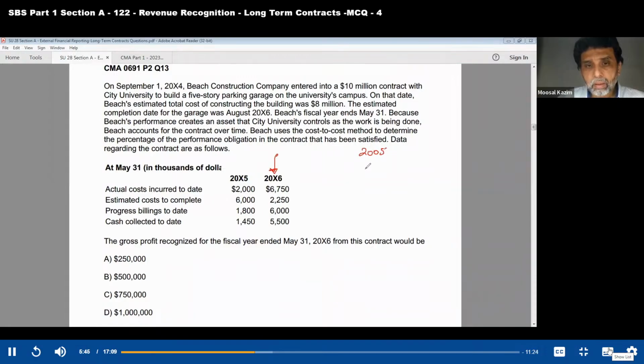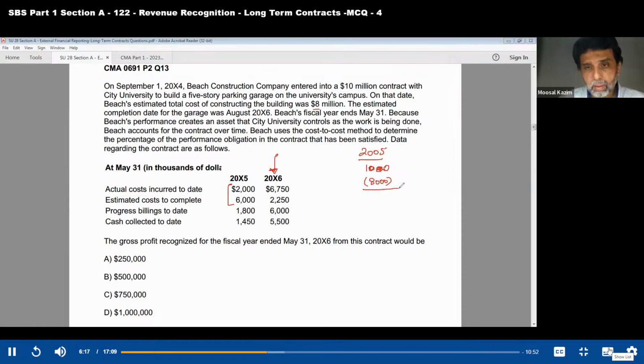It is going to be 10 million. I'll put it in thousands, so 10 million will be 1,000, right? And then 8 million, as it was estimated before, 8 million would be the cost, both incurred and estimated to complete.